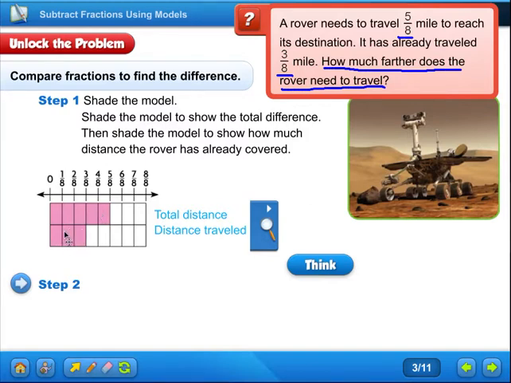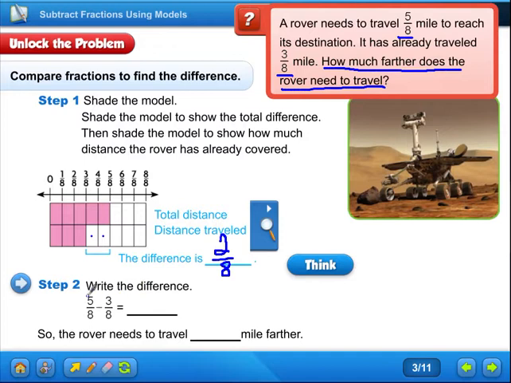3/8 was how much they've already traveled. So the difference is right here. How much is the difference? What isn't shaded? How much further do they have to travel? If they've traveled all this, they still need to travel this much. What's the difference? 2/8. Because remember, they have to travel this one and that one to get all the way to its destination. Here's its destination, and it needs to travel 2/8 more.